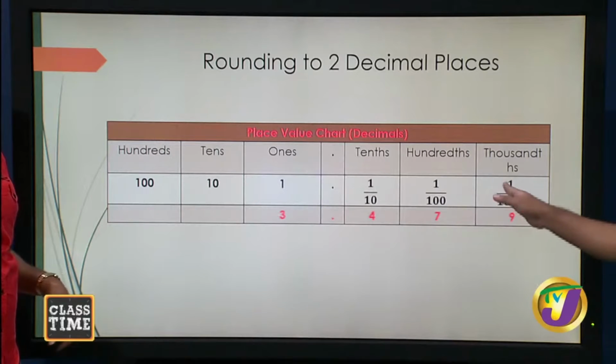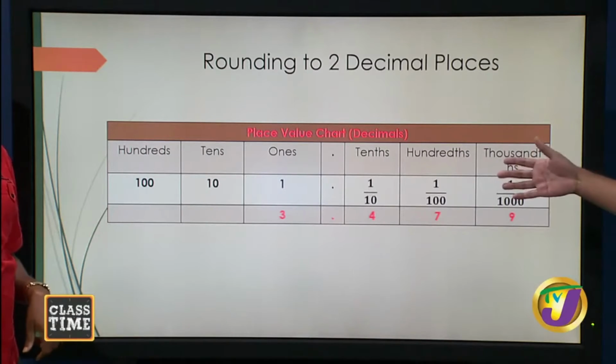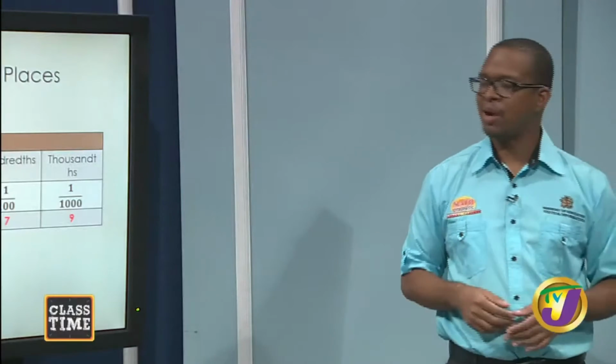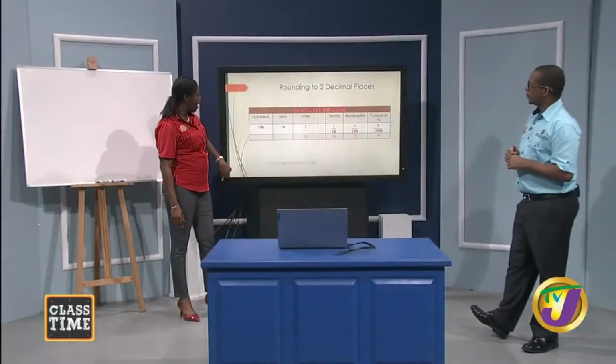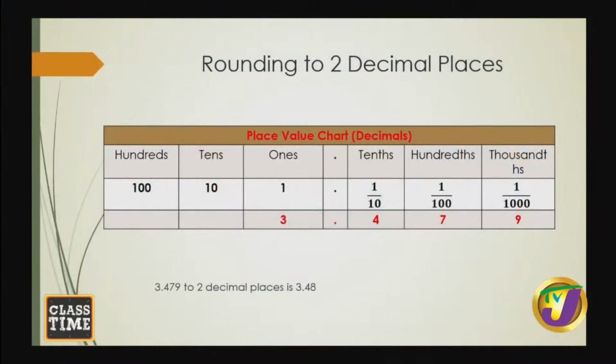Yes. Because I would have to take away 9, and that would be further off. And we were saying we wanted it to be as close as possible. Yes. Okay. So in that case, we would have 3.479 rounded to 2 decimal places to be 3.48. So we would round the 7 to the 8 because the 9 thousandths is just 1 thousandth away from what we need to make it a hundredth.